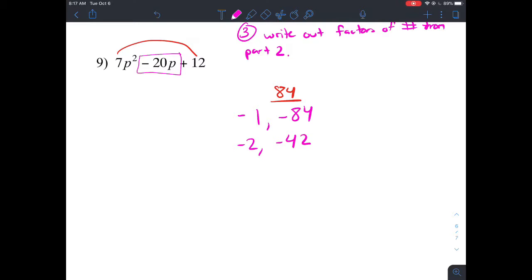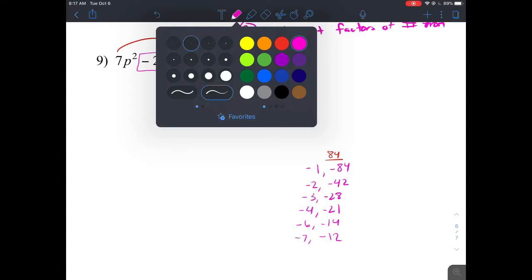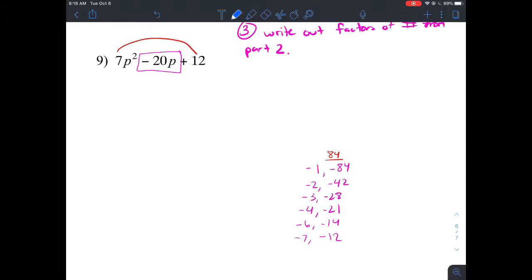We could do negative 2 and negative 42. We could do negative 3 and negative 28. We could do negative 4 and negative 21. We could do negative 6 and negative 14. We could do negative 7 and negative 12. All right, so then we've written out all of our factors. I'm going to go ahead and just move those out of the way. Our next step is going to be to find the pair of factors that add up to give you that middle number.